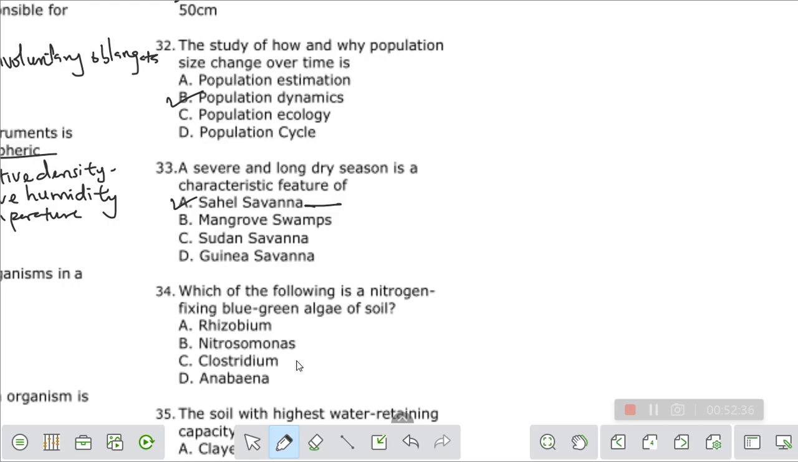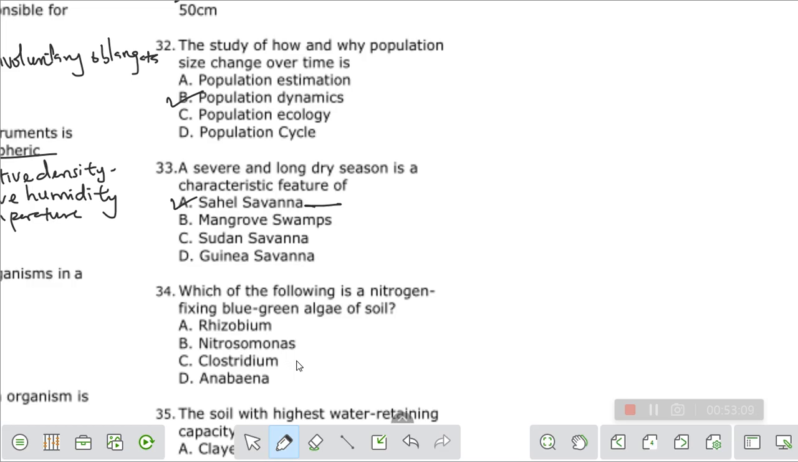So which of the following is a nitrogen fixing blue green algae of soil? The answer is Anabaena. Anabaena are known for their nitrogen fixing abilities. It is a genus of filamentous cyanobacteria that exists as plankton and forms a nitrogen fixing symbiosis with Azolla, fixing nitrogen in the presence of good amounts of oxygen. If you want to know more about that, you can research it.